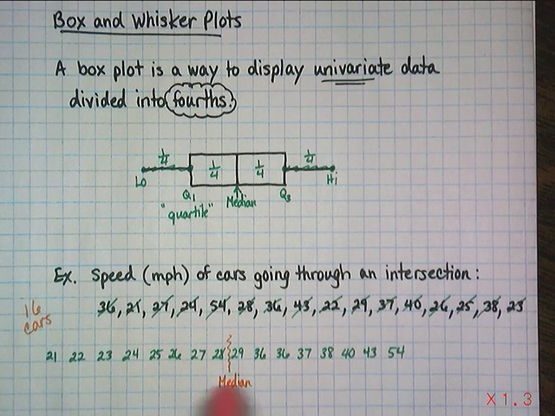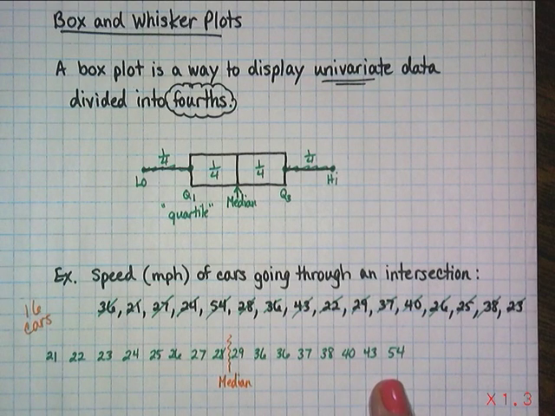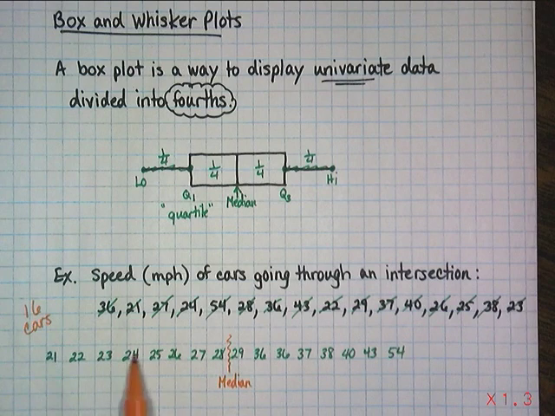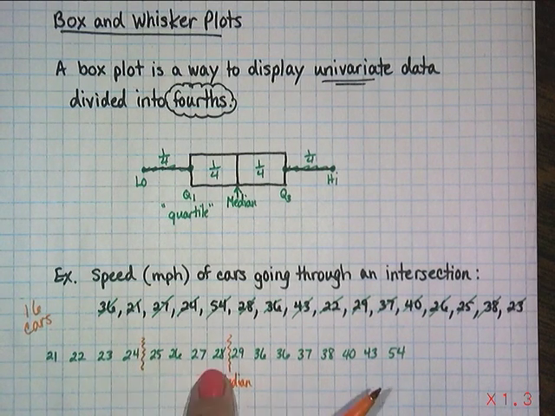But if I split up each half into halves again, then I'll have taken the entire set of data and broken it into fourths. So watch what I'm going to do now. 1, 2, 3, 4, 5, 6, 7, 8. Half of 8 is 4. So that means this right here marks the middle of this half.